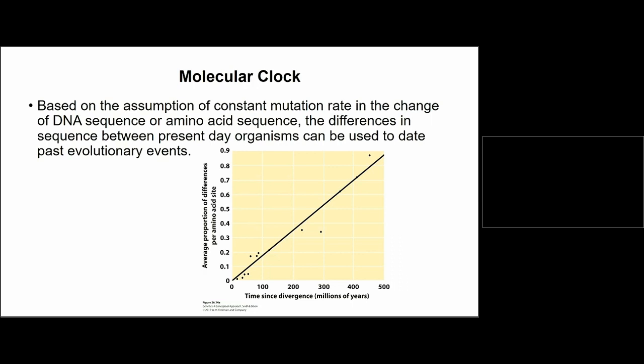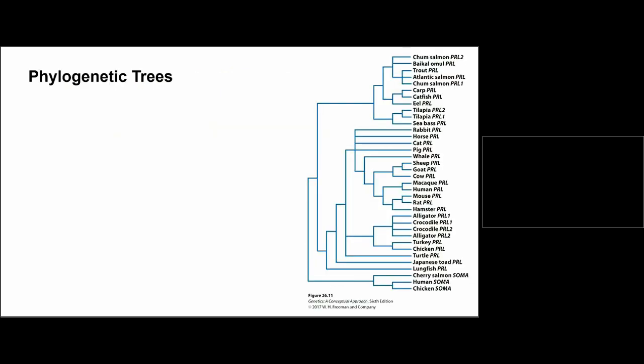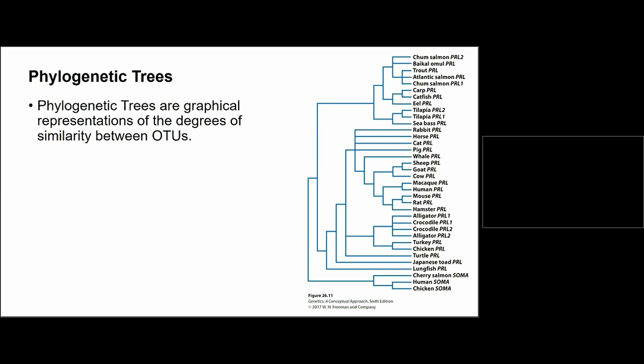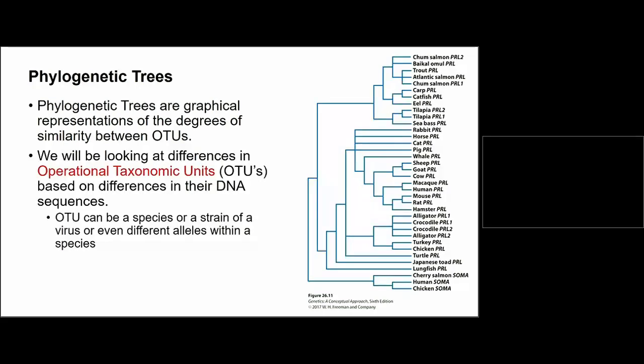Now we're going to make some trees. We can use this molecular clock to create a phylogenetic tree. A phylogenetic tree is a graphical representation of the degree of similarities between OTUs. OTU is the technical term, operational taxonomic unit, meaning it doesn't have to be a species. It could be that we're comparing just gene sequences. It could be that we're comparing strains of a virus or bacteria. So it doesn't have to be different species. But basically, it's a graphical representation to show us the relationships between these different organisms.